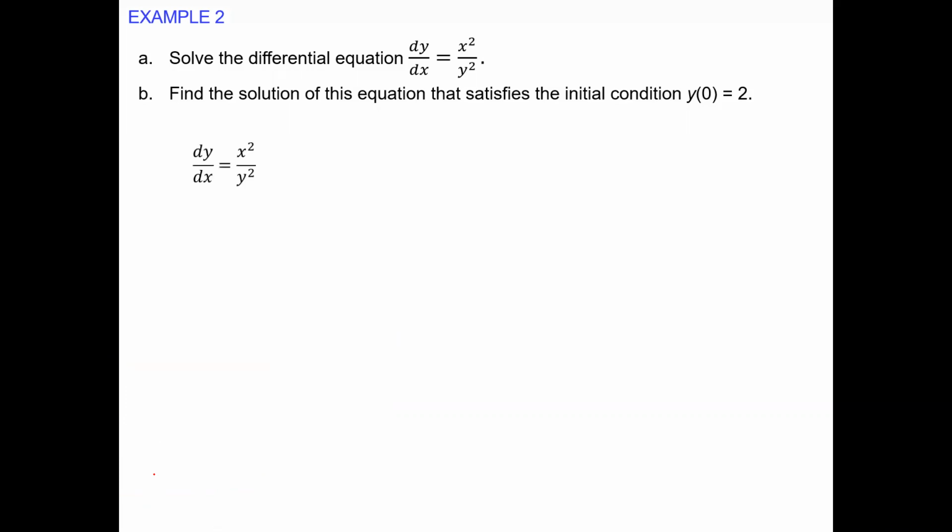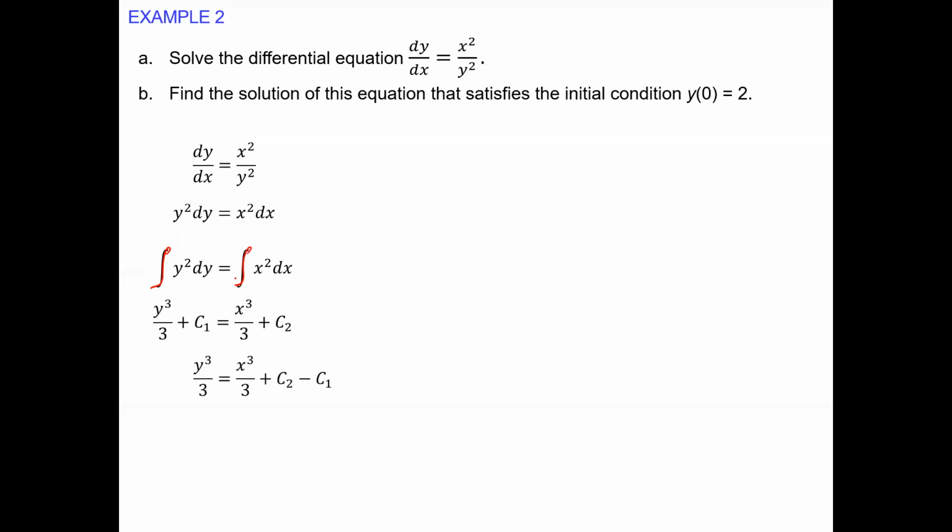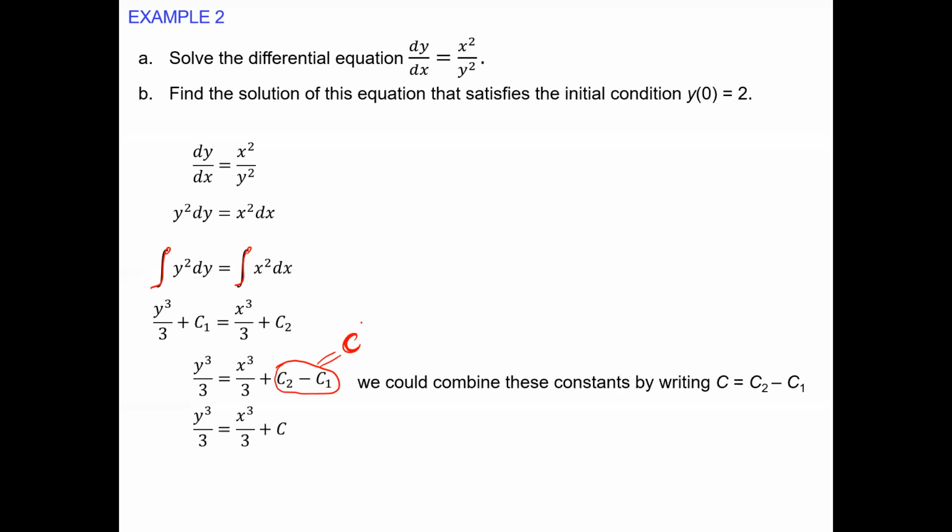Okay, we will split. I will multiply both sides by y squared, and I will move the dx to the other side, multiplying by dx. Now it's the moment of integration. Integral of y squared dy is y cubed over 3, and the same for x squared, x cubed over 3. You may notice I still add the constant, but as we know, I will combine these and name this a new constant.